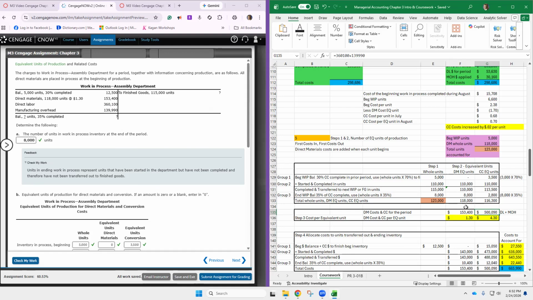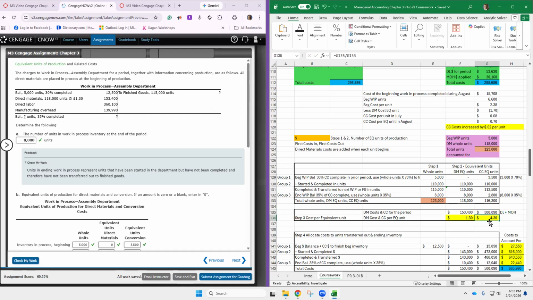So it is 360,100 plus 139,990. Those two together add up to $500,090. And we're going to add across. No, we're not going to add across. Sorry. We're going to then take our total and divide by our equivalent units to get $1.30 of direct materials per unit. $1.30.